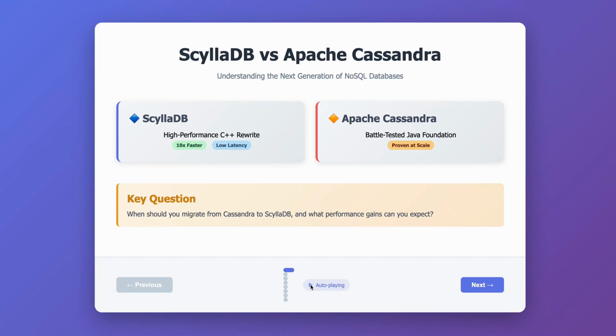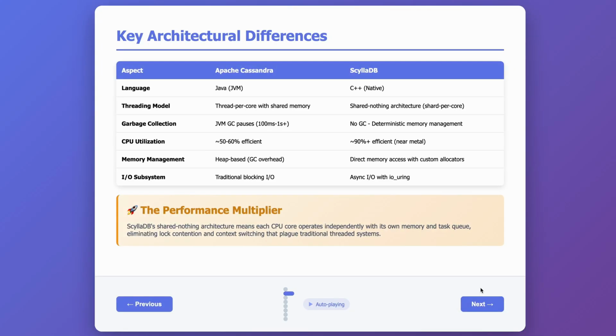ScyllaDB versus Apache Cassandra, understanding the next generation of NoSQL databases. ScyllaDB is a high-performance C++ rewrite that delivers 10 times faster performance with low latency. Apache Cassandra is the battle-tested Java foundation that's proven at scale. The key question is, when should you migrate from Cassandra to ScyllaDB, and what performance gains can you expect?